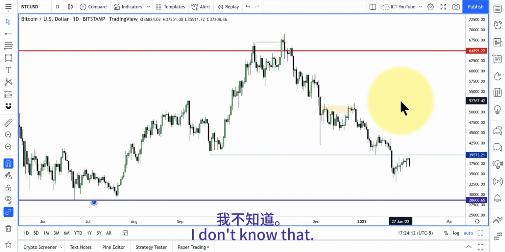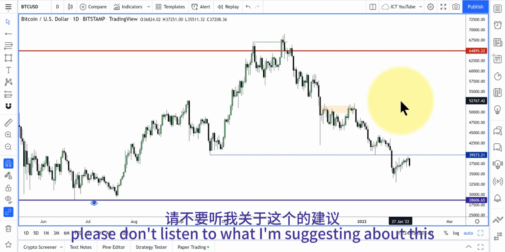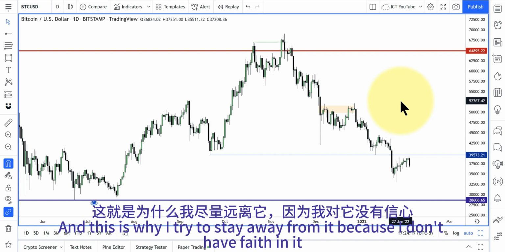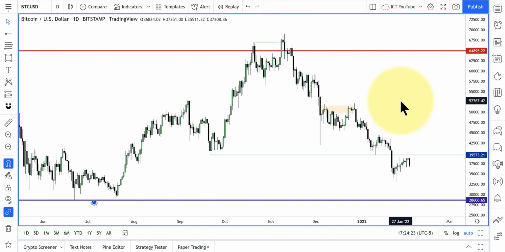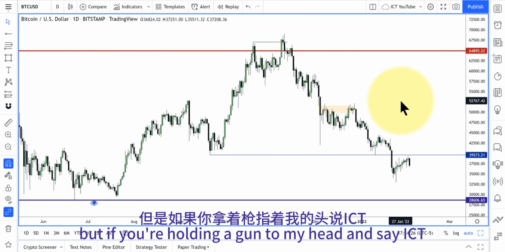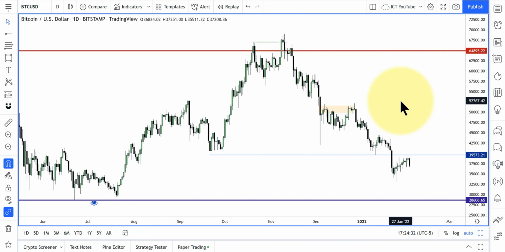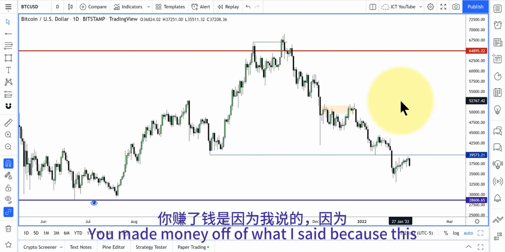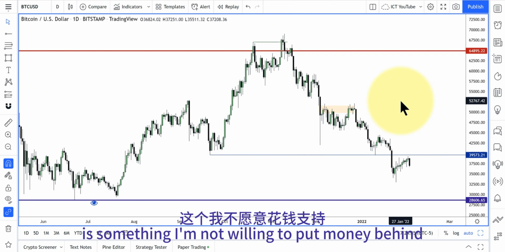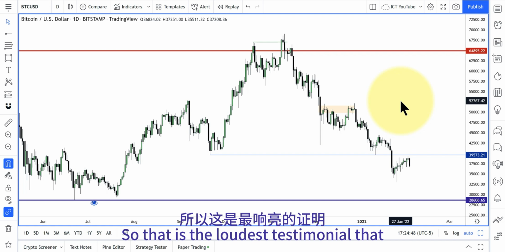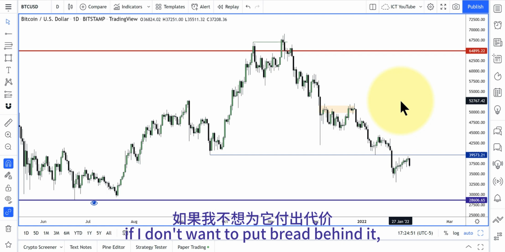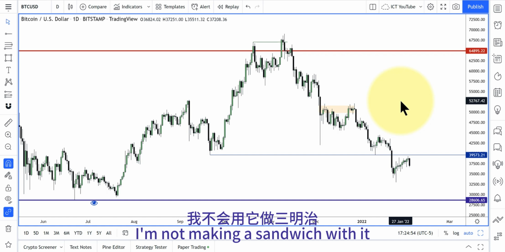Does it stay down there? I don't know that. Okay. Please don't listen to what I'm suggesting about this. And this is why I try to stay away from it, because I don't have faith in it. But if you're holding a gun to my head and say, ICT, I need to know what your opinion is, I'm telling you what I think. Don't take any trades on that, okay? I don't want to hear that you got hurt, and I don't want to hear that you made money off of what I said, because this is something I'm not willing to put money behind. So that is the loudest testimonial: if I don't want to put bread behind it, I'm not making a sandwich with it.